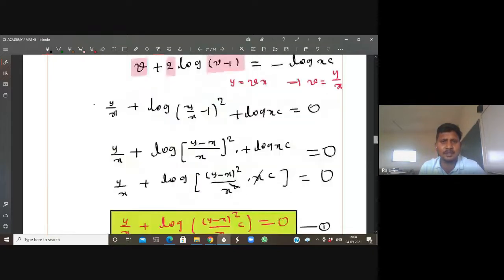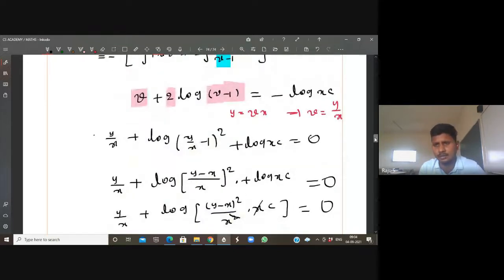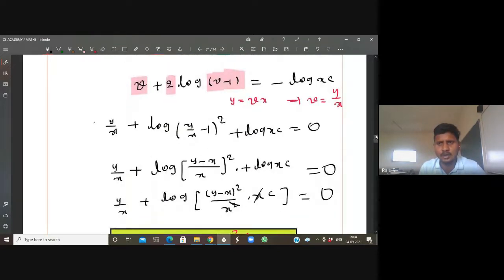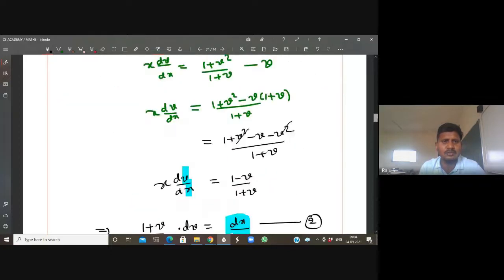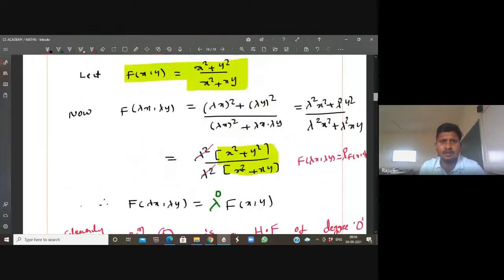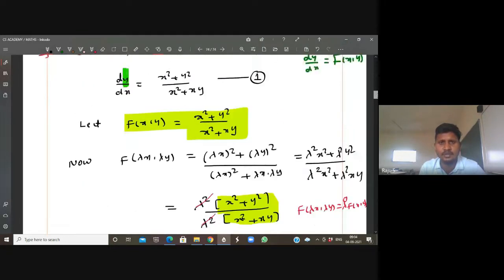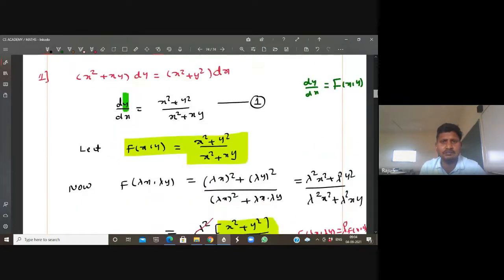But you should replace at last the v value by y by x. Otherwise, the question is in terms of x comma y, so the answer also must be in terms of x comma y, not in terms of v. So what I've done, once again, this is important. If they ask any question for 5 marks, surely they'll ask from either linear or homogeneous, not variable separable.